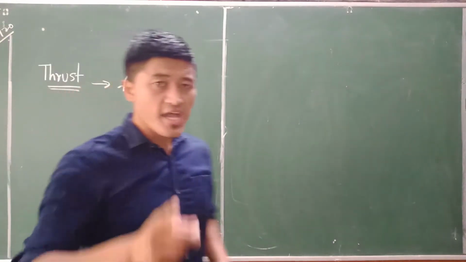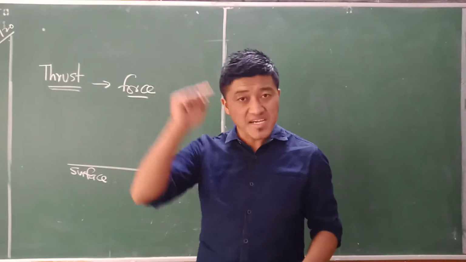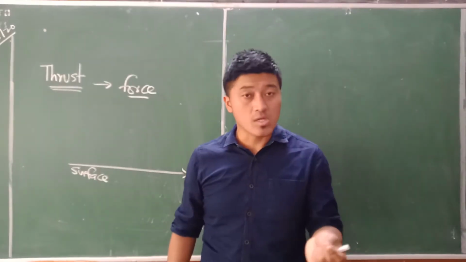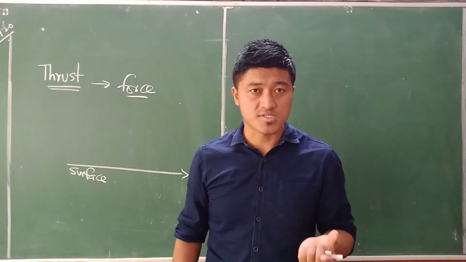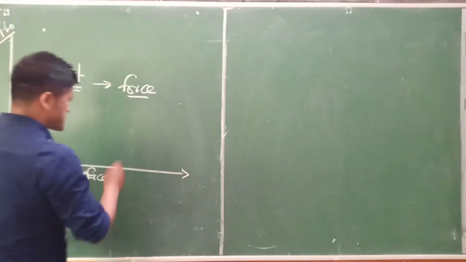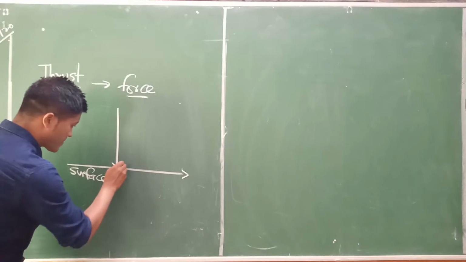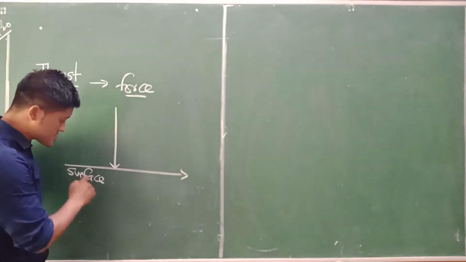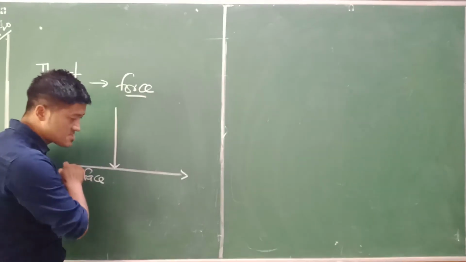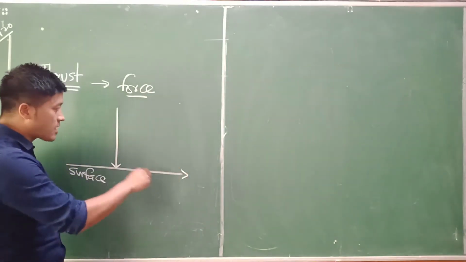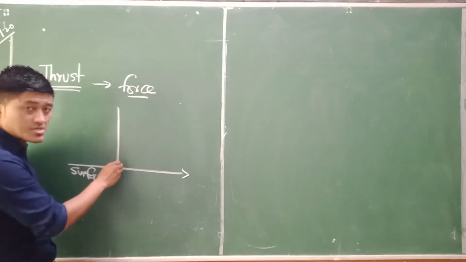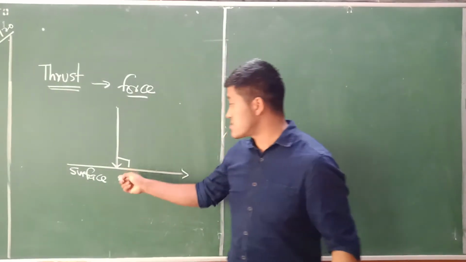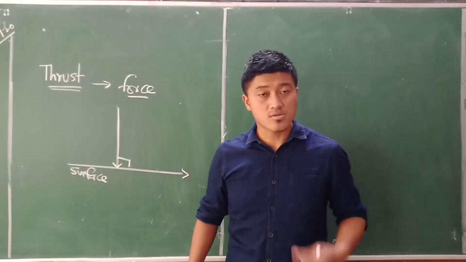If there is any force which acts in a perpendicular manner to a surface, we call this kind of force thrust. Is that clear? For example, if the force is acting downward, you can see this is the surface. Let's say this is the ground, and if the force is acting in the downward direction on this ground, you can see there is a perpendicular angle formed here. This kind of force is what we call thrust.